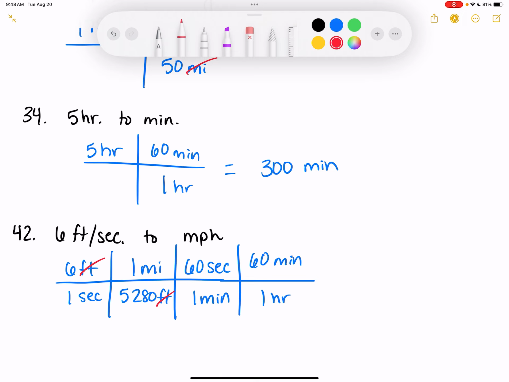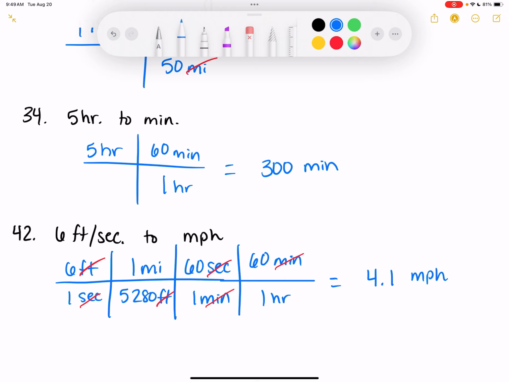So, I already canceled feet. I'm left with miles. I'm going to cancel seconds, and then I can cancel minutes, and so I'm left with hours. Across the top, you'd multiply, and then you'd divide by the 5,280. I'm just going to tell you so you don't have to grab a calculator: it ends up being 4.1 miles per hour.